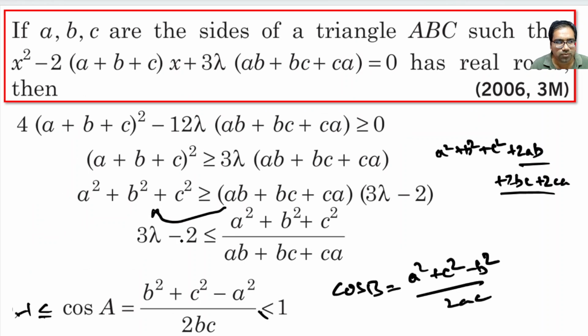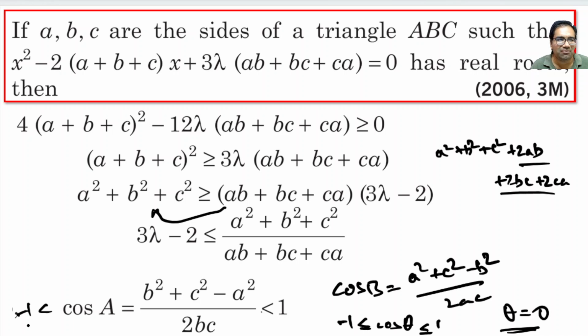Please note, though cos theta can lie between minus 1 less than or equal to cos theta less than or equal to 1, in this case we cannot take this equal. Why? Because cos theta is 1 when theta is 0. Theta equal to 0 cannot be an angle of a triangle, because each angle of a triangle has to be greater than 0. So this equality doesn't hold here.